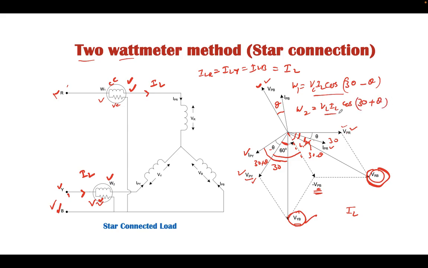By the definition we know the reading of a wattmeter is VI cos theta, because here the angle between current and voltage is 30 plus theta and 30 minus theta, then accordingly W1 and W2 are defined.